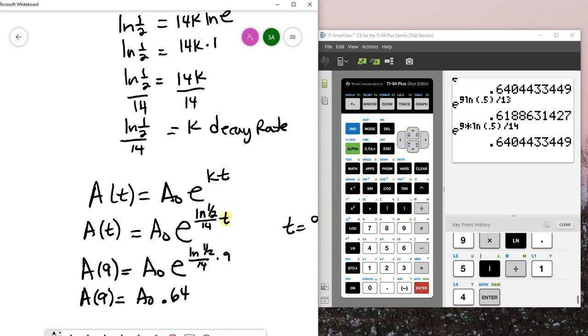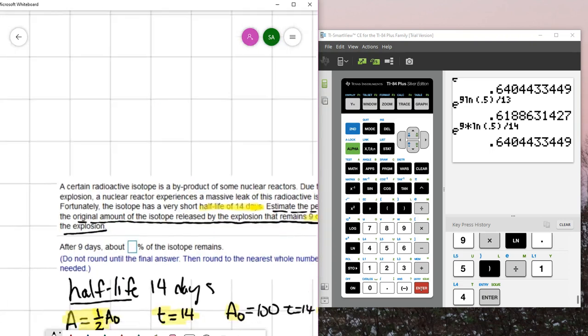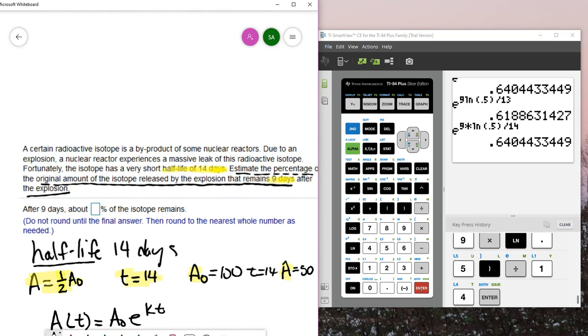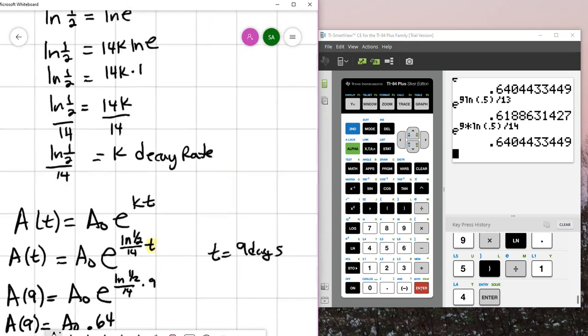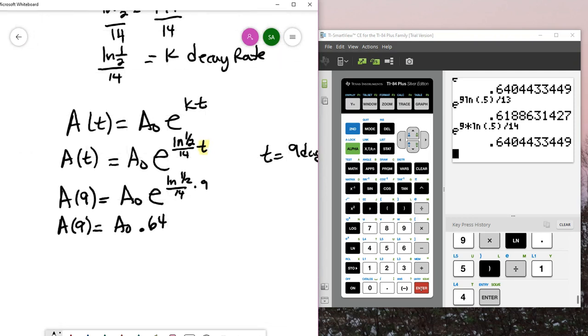And if we go back and read this question one more time, it says we want to write our answer as a percentage, and we want to round to the nearest whole number for our percentage. So we got 0.64. We'll move that decimal place over 2 to turn it to a percentage, and that's 64%. 64% will remain 9 days after the explosion.